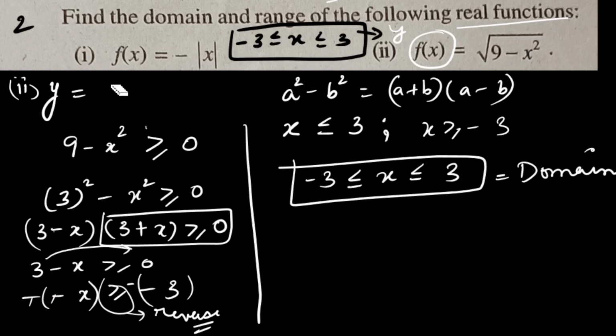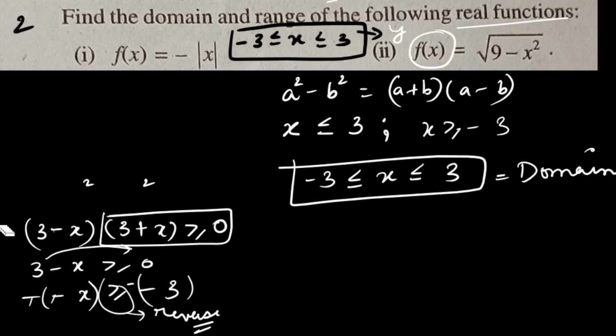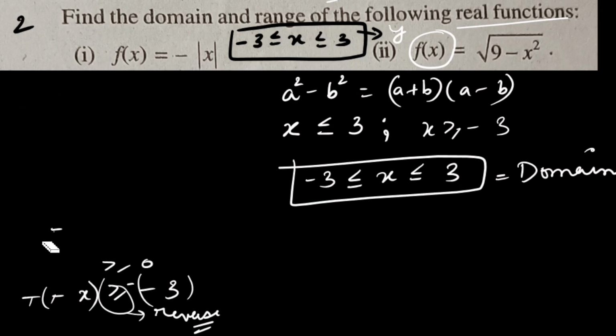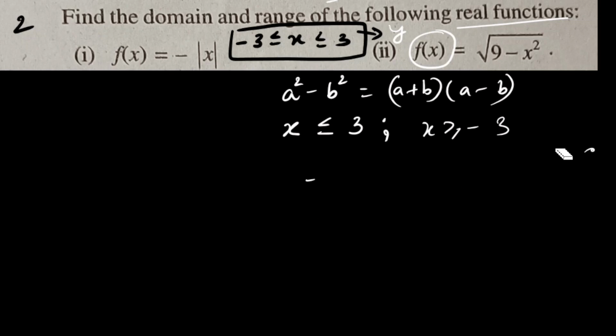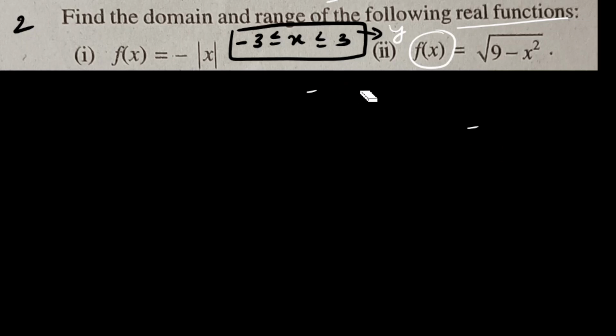So now let's find the range. Whenever the functions are under the square root, there are so many methods to find the range and codomain of the function. Only one method I am discussing here. With the help of graphs also you can find it. So there are many ways.